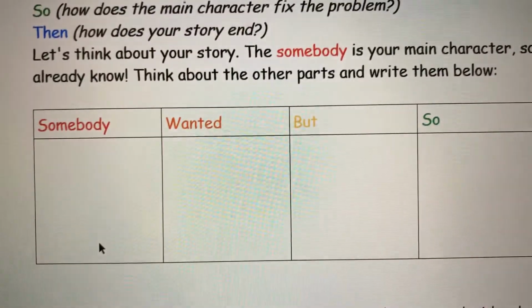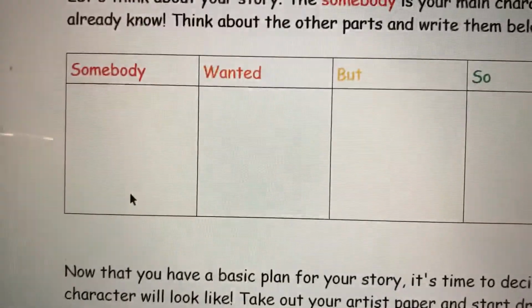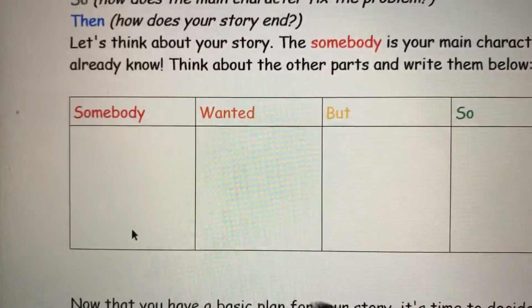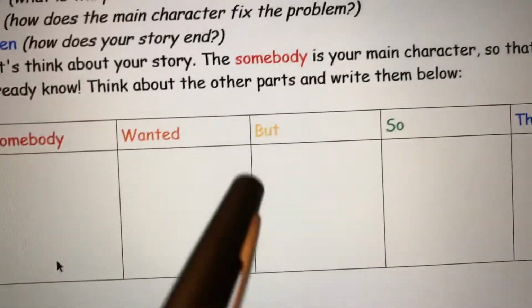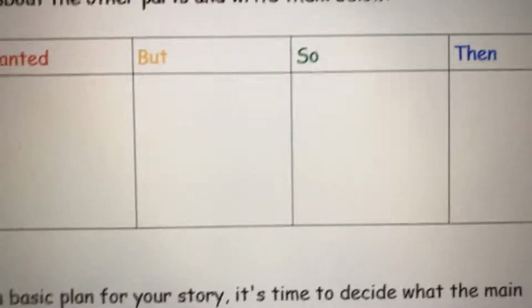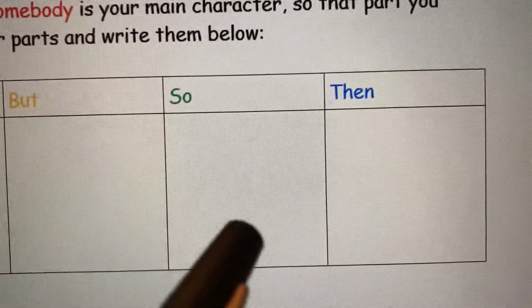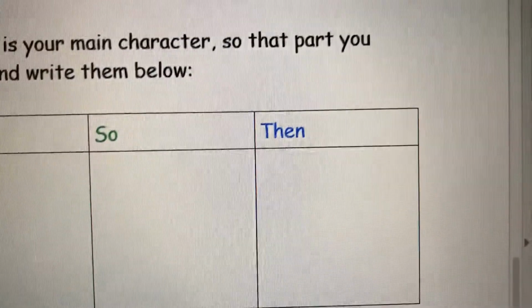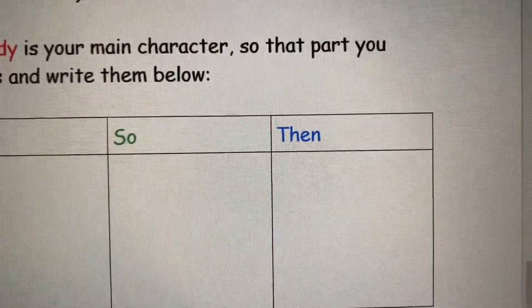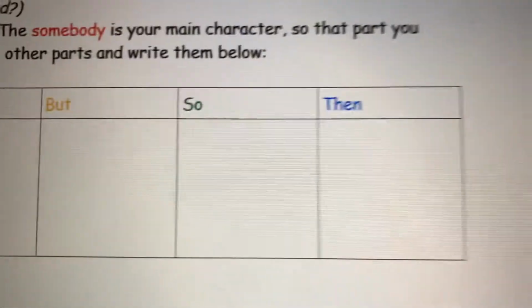So in The Three Little Pigs, the main characters are the 3 little pigs. And in this story, so that's our somebody, we would write 3 little pigs. What did they want? They wanted to be safe and happy in their houses. But the but is the wolf tried to eat them for supper, so they weren't safe in their houses. So they built their houses out of different materials to make them stronger and safer. Then they were safe from the wolf. So any fiction story you can kind of break down into those 5 basic parts.